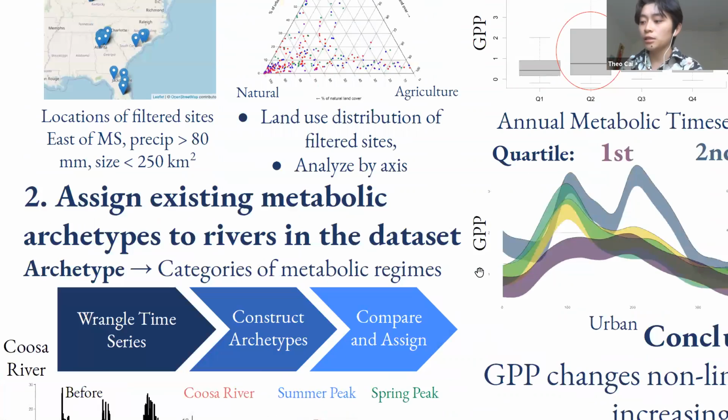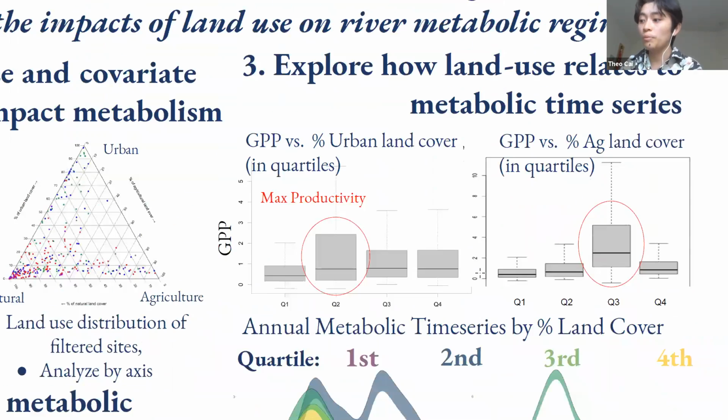After we assign the archetypes, we look at how to best isolate these metabolic changes in relation to changing land use. We did this by creating land use gradients, one urban, one agricultural. The urban gradient only included sites with majority natural or urban land use, but little to no agricultural. The agricultural gradient only included sites with a majority natural or agricultural land use, but little to no urban. We did this in order to isolate the effects of a particular land use on river metabolism, or GPP.